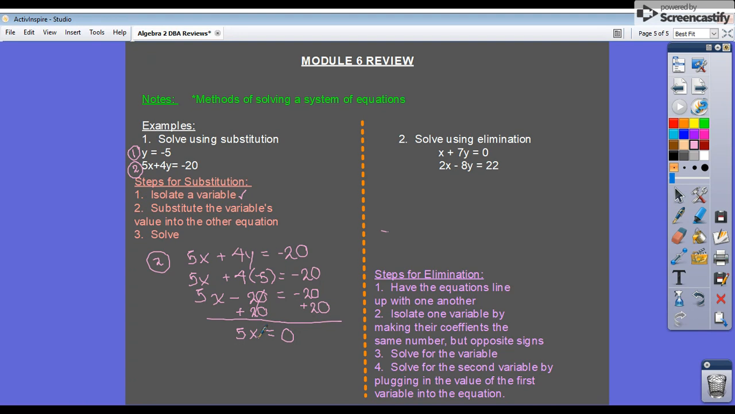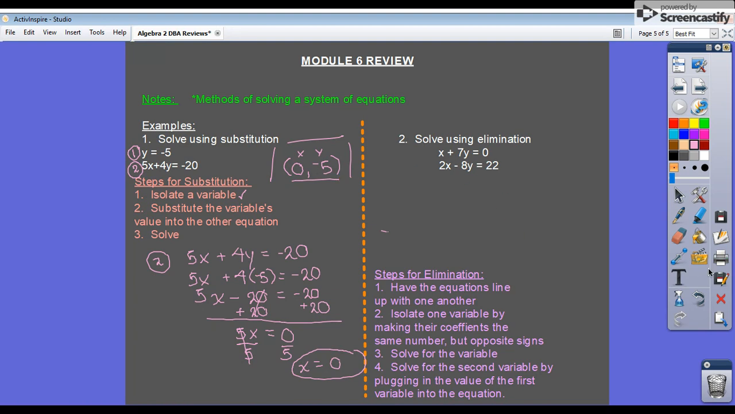And then finally, to get x by itself, it's being multiplied to 5. So I'm going to divide both sides by 5. 0 divided by anything, including 5, is just going to give you 0. So x equals 0. And then how do I find what y equals? Well, remember in the first equation, they already told you what y equals. Y equals -5. So your final answer, which should always be a coordinate point, is (0, -5), x, y.